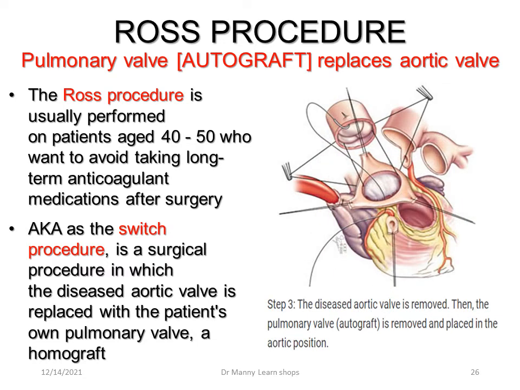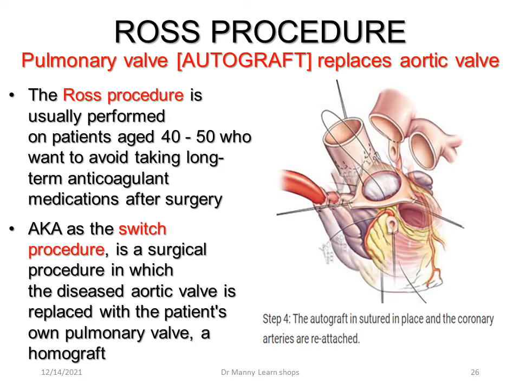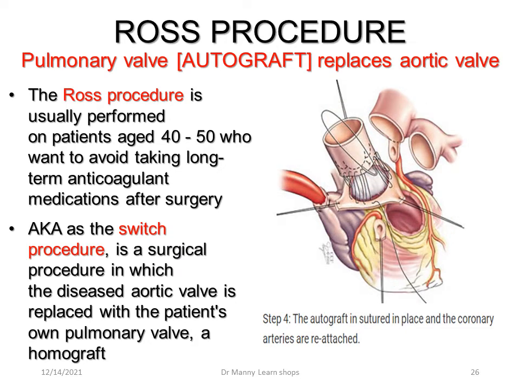Step 3, if it is, the diseased aortic valve is removed, then the pulmonic valve autograft is removed and placed in the aortic position. So the pulmonary valve becomes the aortic valve, the new aortic valve. Step 4, the autograft is sutured in place and the coronary arteries are reattached to the new aorta, which is the pulmonary artery root and valve.